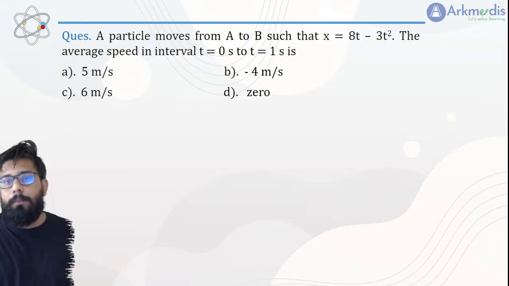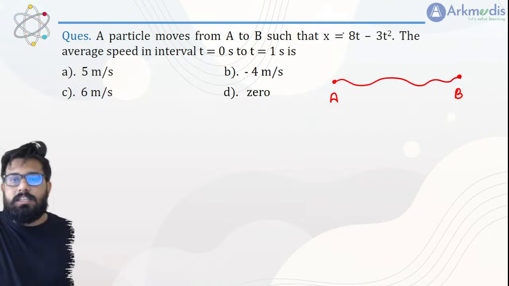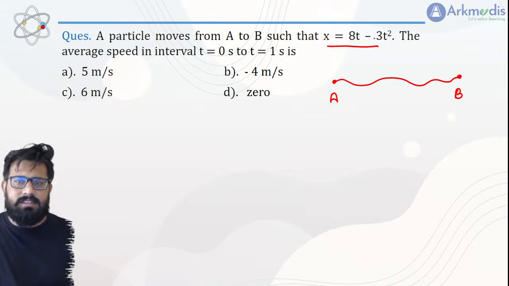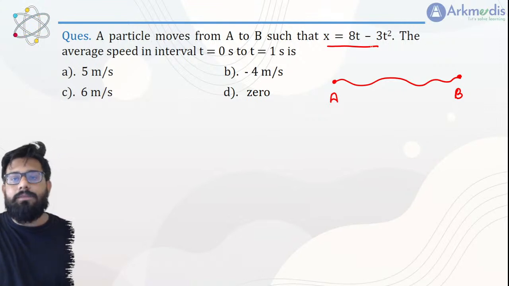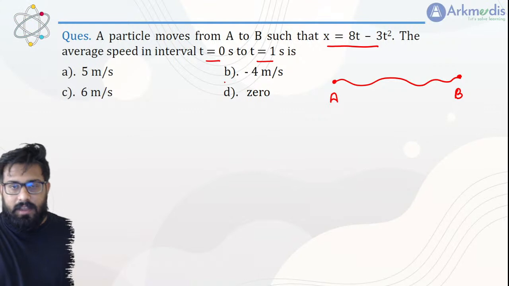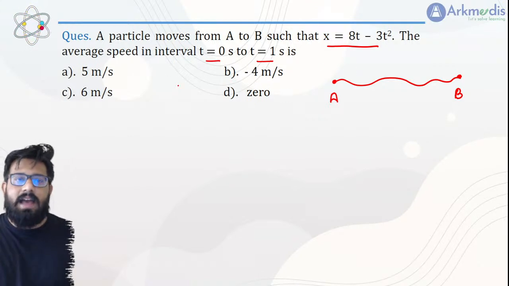So if we talk about the question, we have a question here that a particle moves from A to B such that, see, इस क्वेश्चन में A से लेके हम B तक मूव कर रहे हैं और यहाँ पे ये जो मोशन हो रहा है इसके लिए distance is given as a function of the time. X जो है वो टाइम का फंक्शन दे रखा है. The average speed in the interval t equals 0 to t equals 1 second is, in that case you have to tell me the average speed.